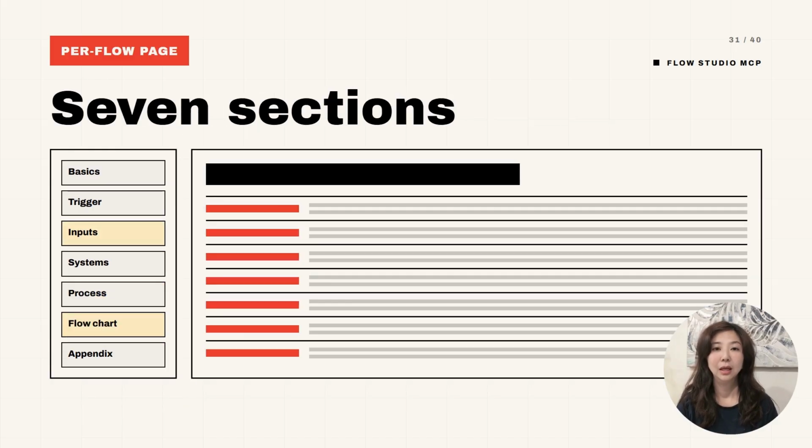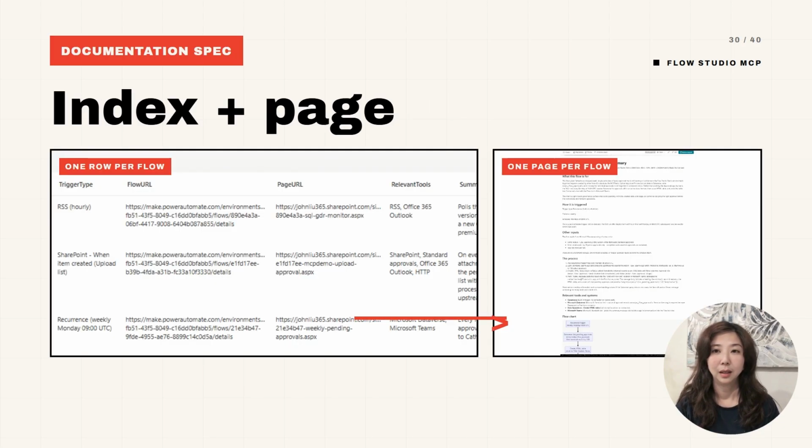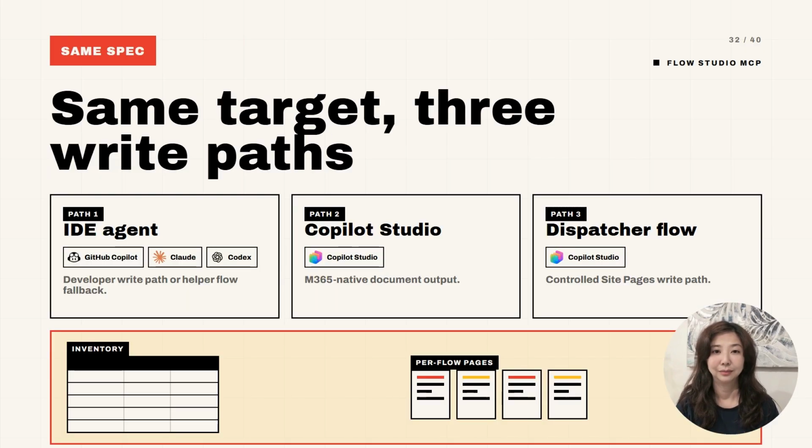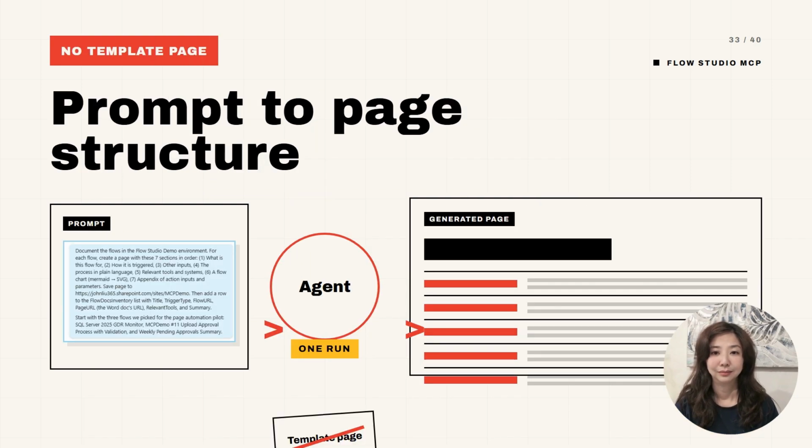They're on screen, the basics first, then the process, then the flow chart, and an appendix. A list with pages, that's the spec. You will see the same spec produced 3 ways. One more thing, the agent doesn't need a pre-built template page. It builds every documentation with the same structure from one prompt. You'll see the prompt in a minute.